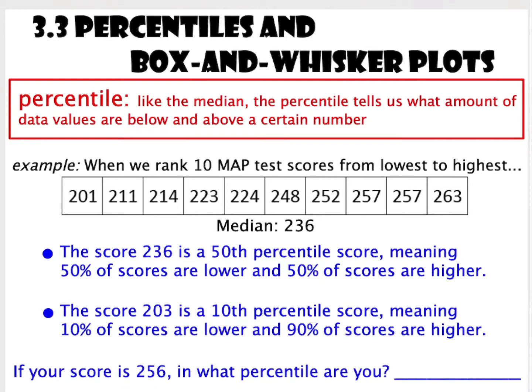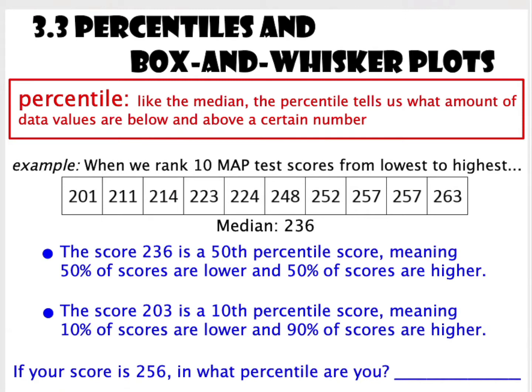Percentiles and Box-and-Whisker plots. These are two things that, again, like standard deviation and variance, are going to tell us how spread out our data is. Let's start with percentile. A percentile, kind of like the median, will tell us what amount of the data values are above and below a certain number.